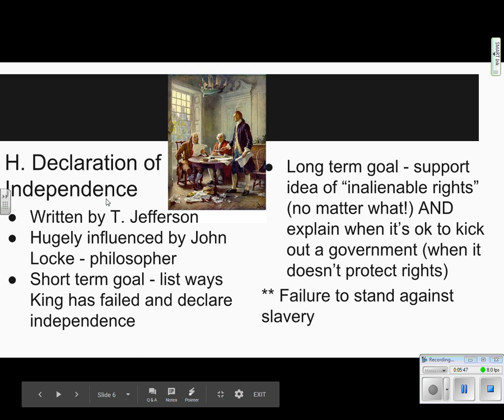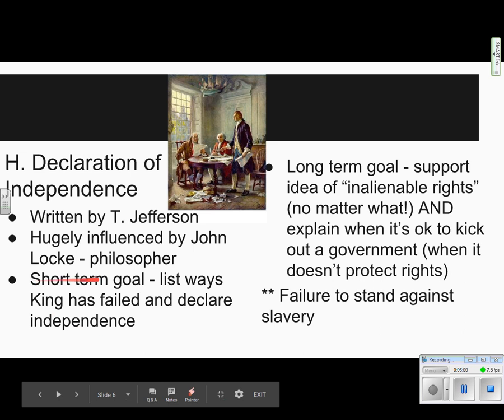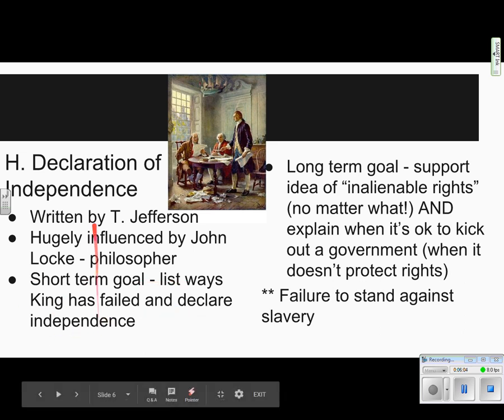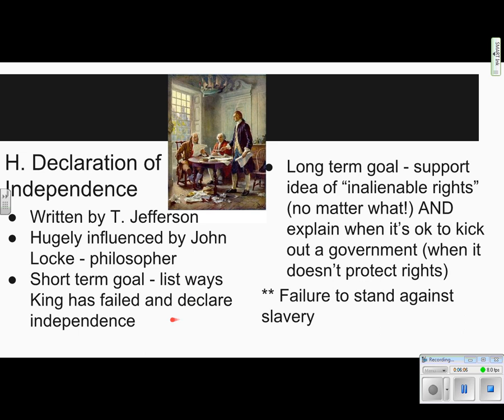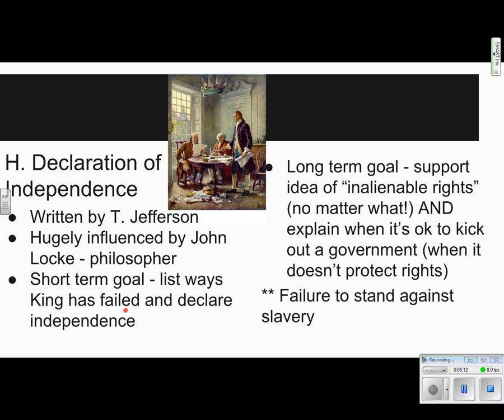And then the last one is the Declaration of Independence, of course the most famous. It's written by Thomas Jefferson. It's hugely influenced by John Locke. We already know that. Just make sure you have this two-piece thing here, the short-term goal and the long-term goal. The short-term goal was to list the ways the king had failed and declare independence. The Declaration of Independence obviously was supposed to declare independence and also explain why the king had messed up. So it was a long list of ways the king had made a mistake.